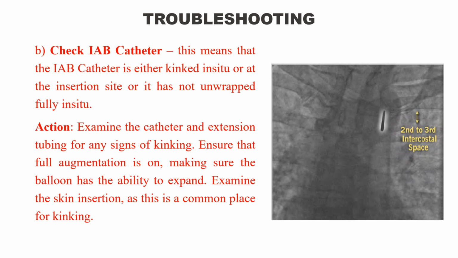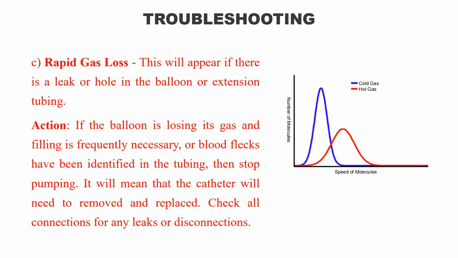This means that the IABP catheter is either kinked in situ or at the incision site, or it has not unwrapped fully in situ. So what action do we have to take? Examine the catheter and extension tubing for any signs of kinking, and ensure that full augmentation is on, making sure the balloon has the ability to expand, and examine the skin insertion site as this is a common place for kinking.